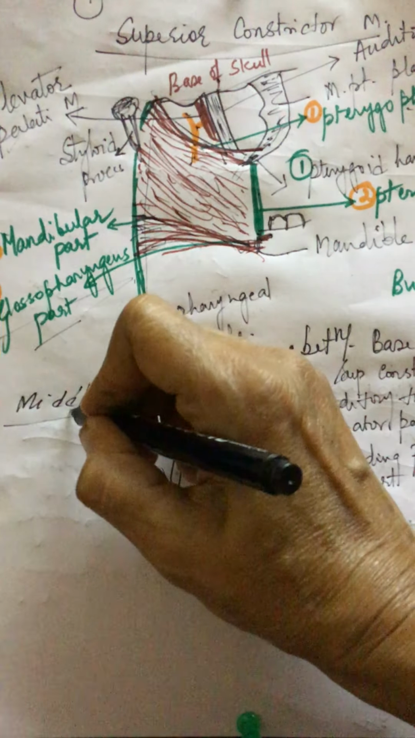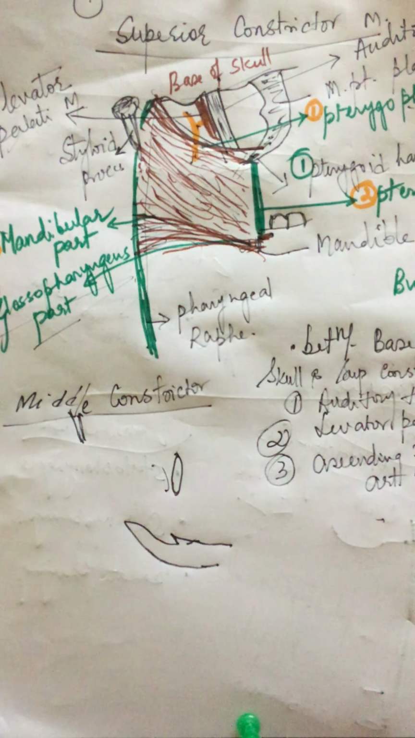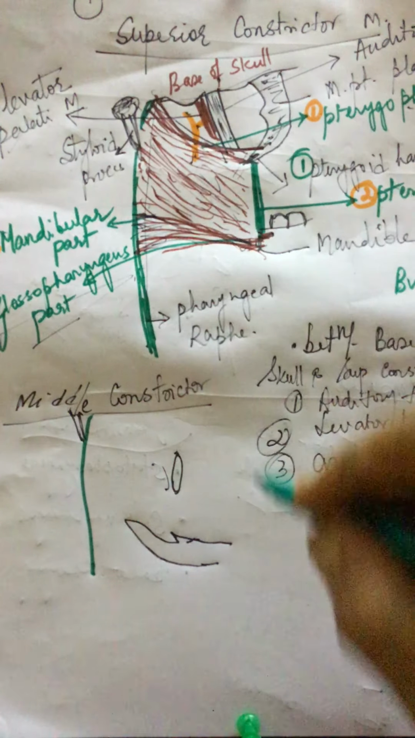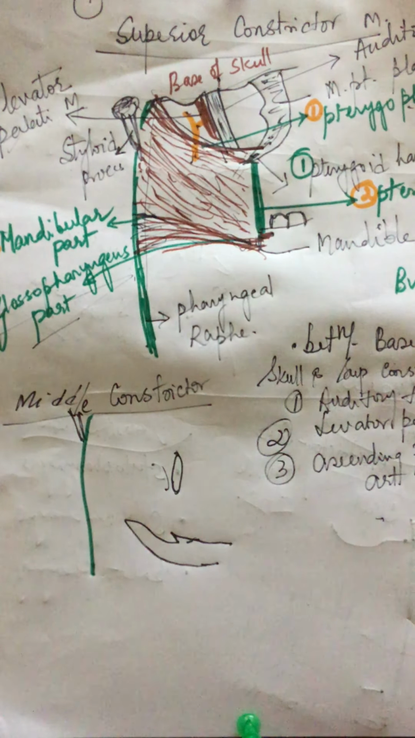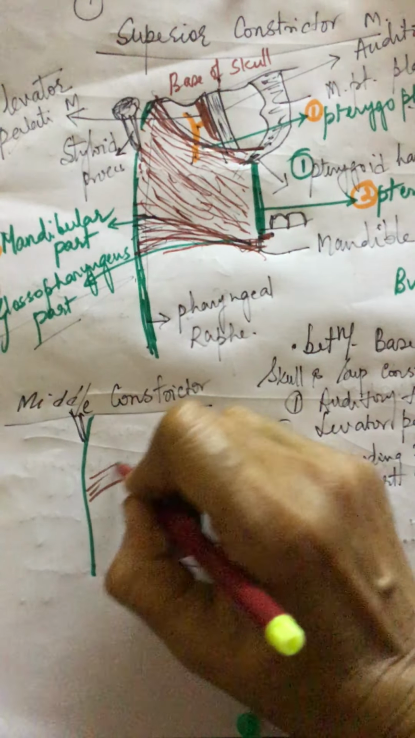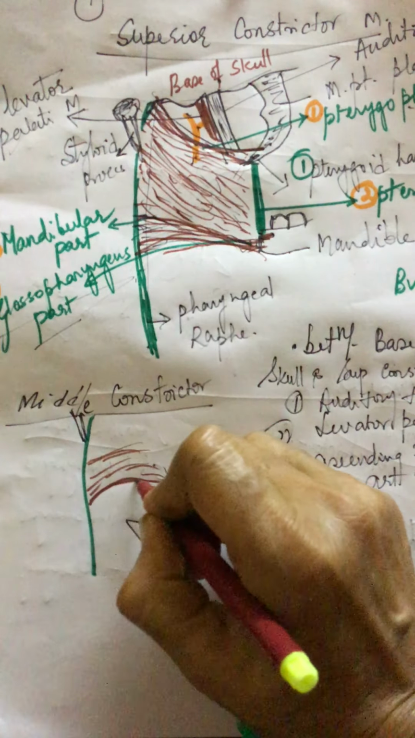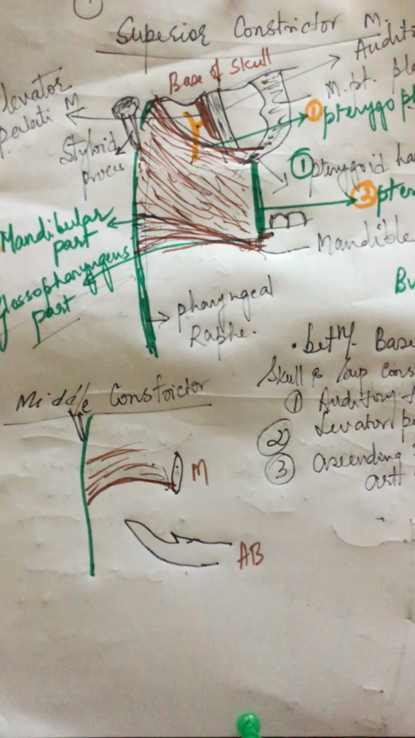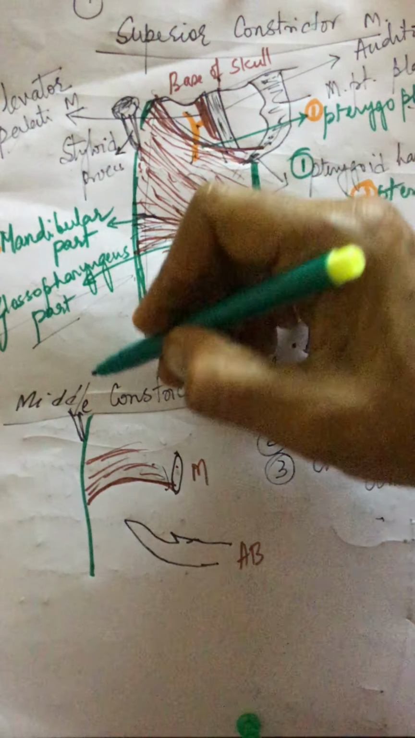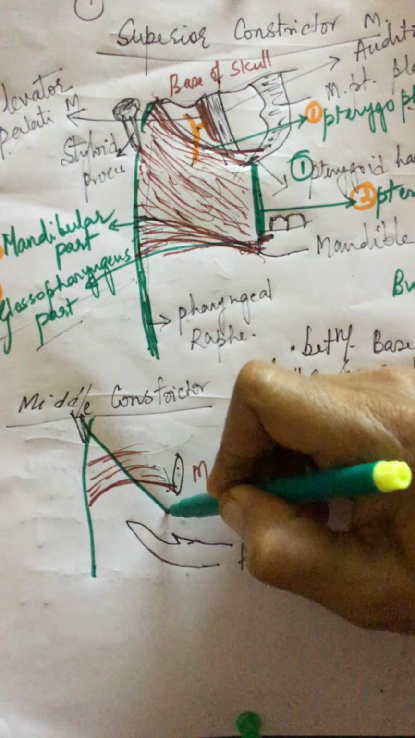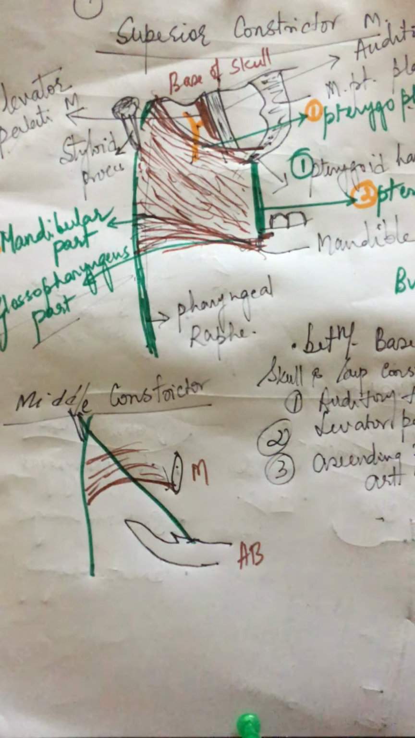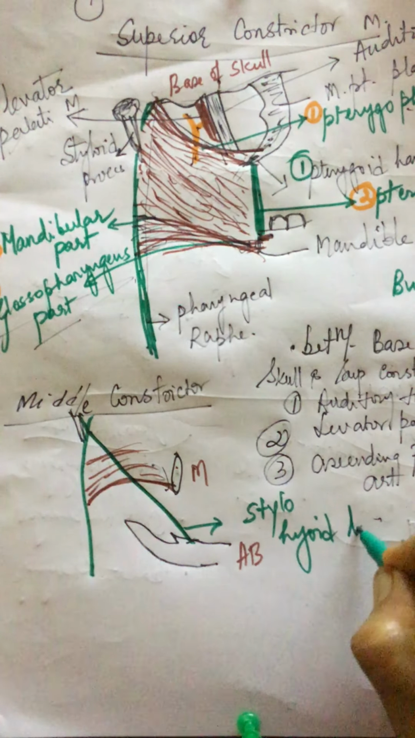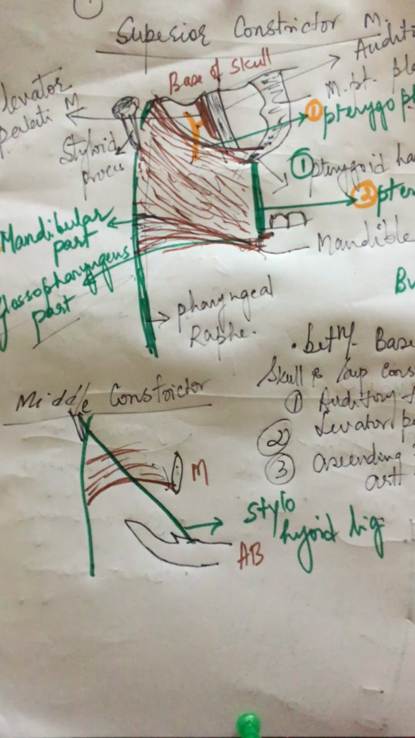Okay, there is the styloid process here. And for the middle constrictor, this is the pharyngeal raphe extending down. This is the lower fibers of the superior constrictor which interdigitate with the middle constrictor. So this is the superior constrictor taking origin from the mandible. This is the hyoid bone. From the styloid process to the hyoid bone, you do find the stylohyoid ligament.